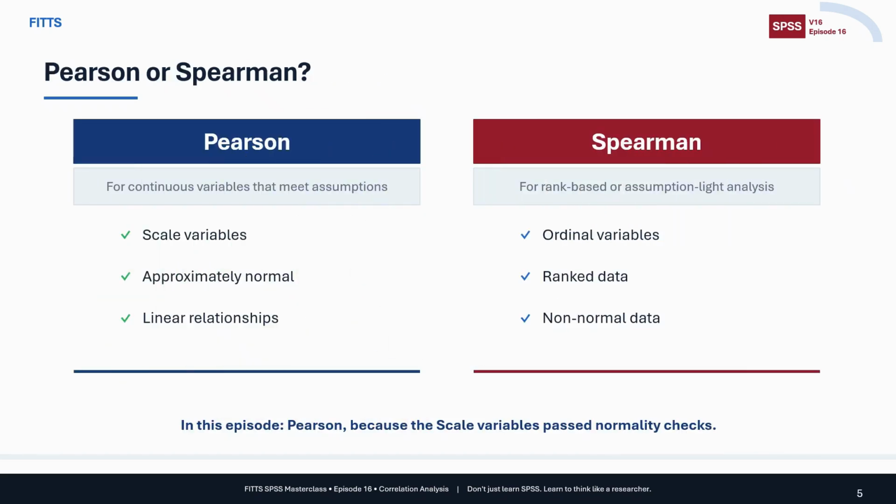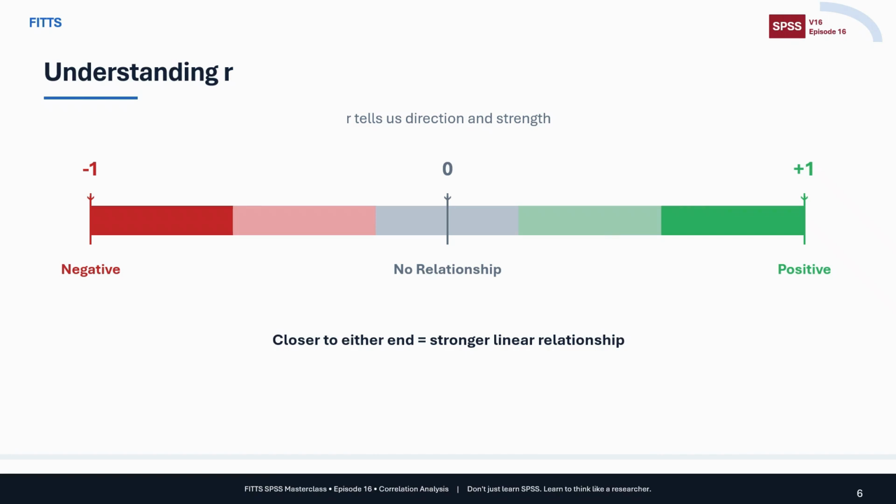Not every data set requires Pearson's correlation. If your variables are ordinal or the assumptions of Pearson are not met, Spearman's correlation may be more appropriate. But given that our scale variables passed the normality assessment in the previous lesson, Pearson correlation is the obvious choice here. Now, the correlation coefficient represented by the letter r tells us two things.